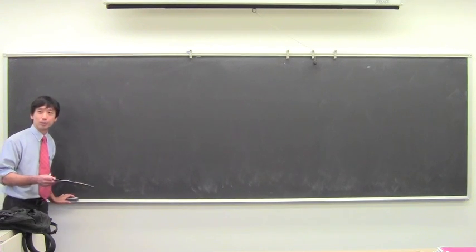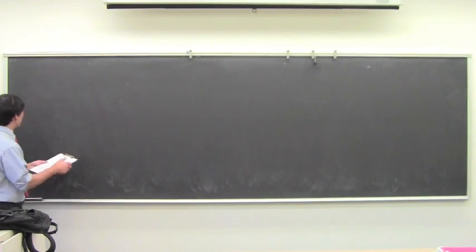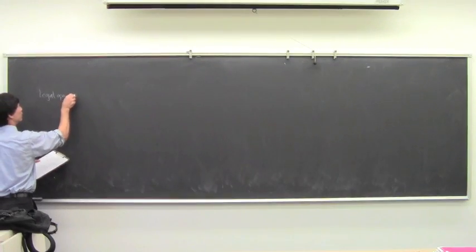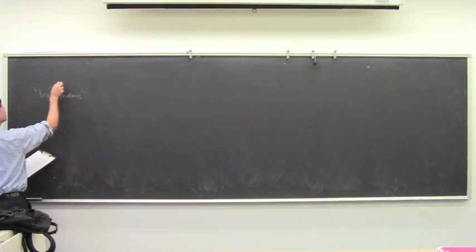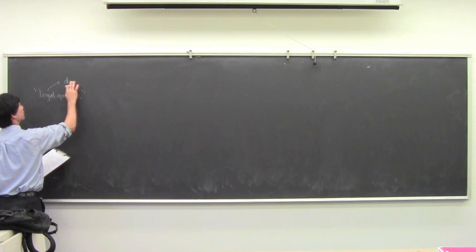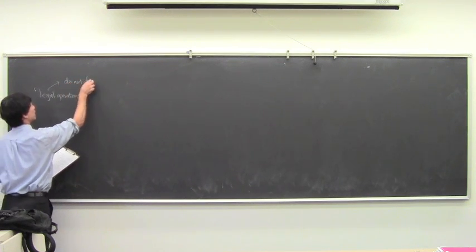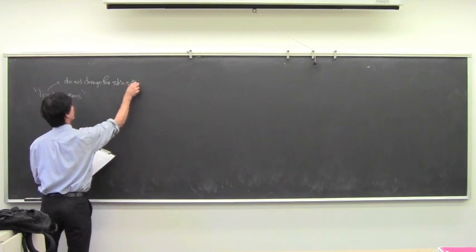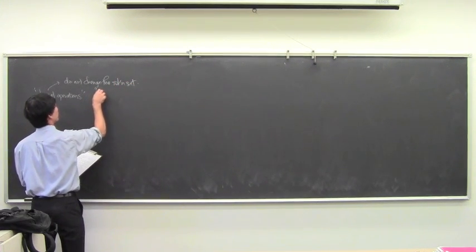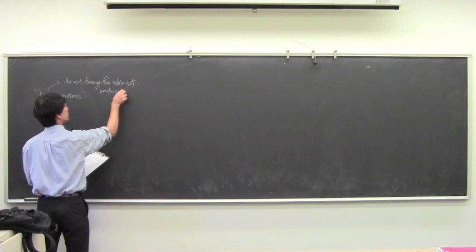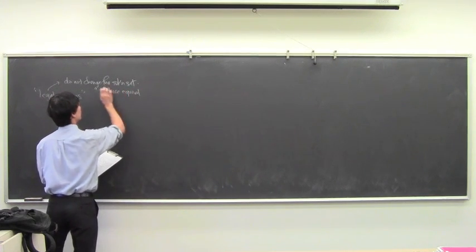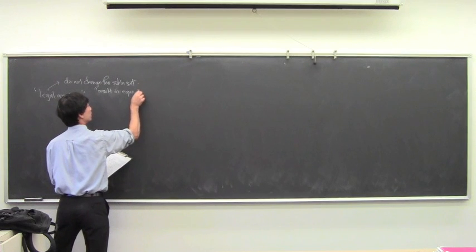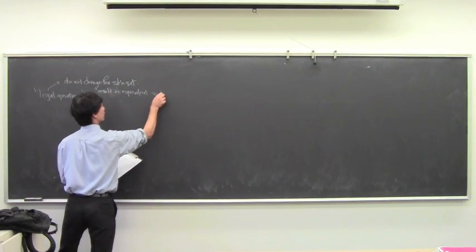Use those things to simplify the system. Right? So let's just recall what the legal operations were. Legal in the sense that they do not change the solution set, or in other words, they produce equivalent systems. They result in equivalent systems.